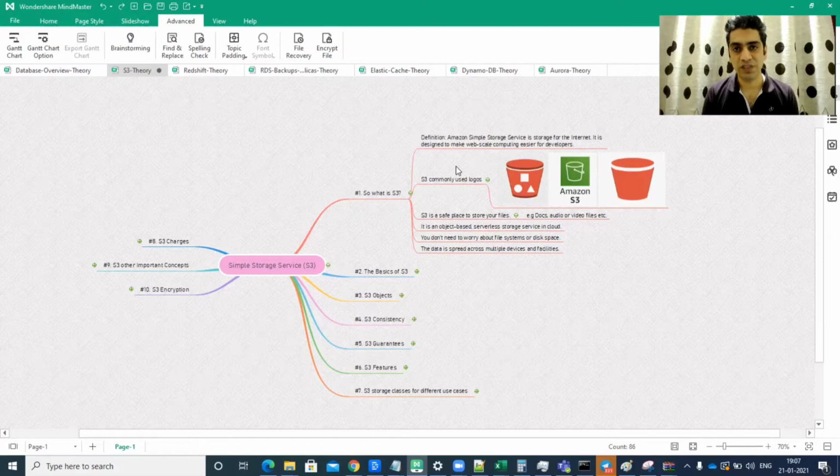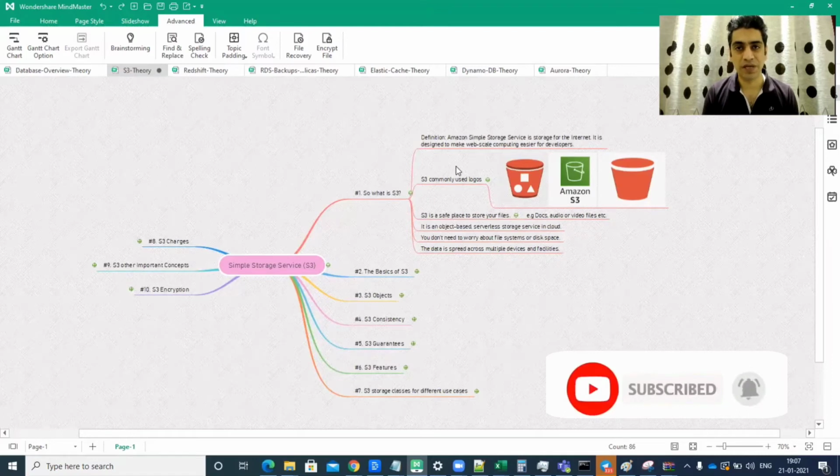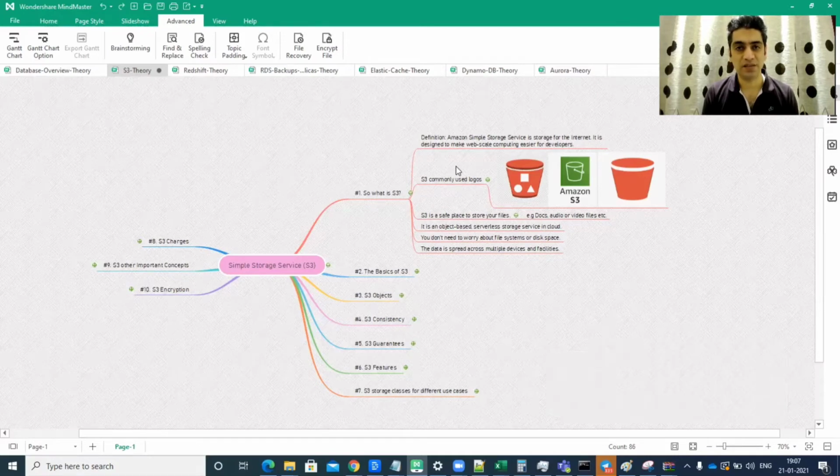Whenever we deal with instances, there is a common question, like we need to share many files, audio, video, and different types of docs. So Simple Storage Service, S3, is simply a platform where you can store your files, any type of files, and share them the way you want. So that's what it simply is.